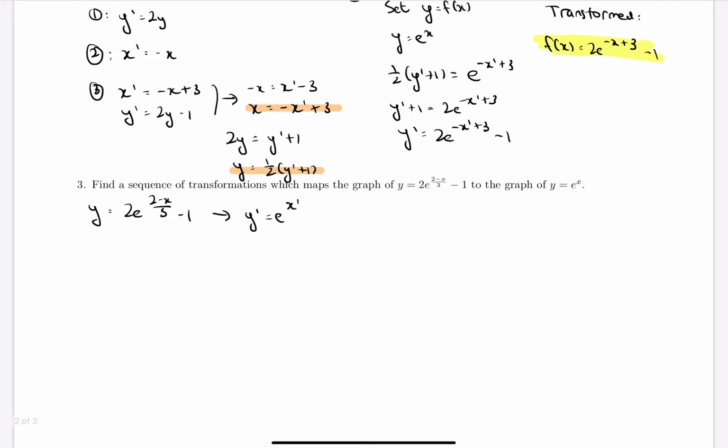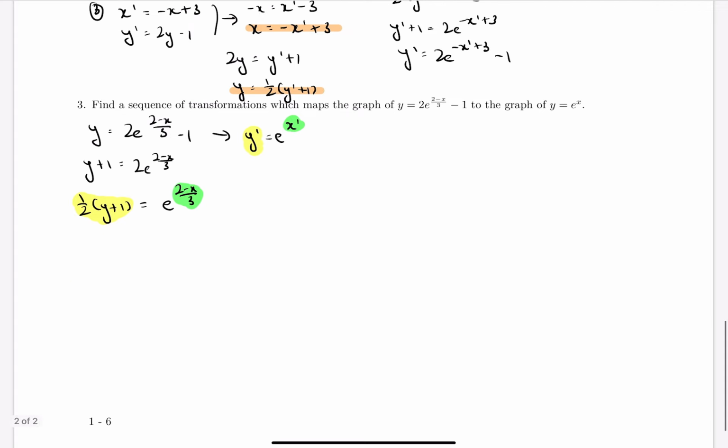Let's add 1 to both sides of the original function. So we get y plus 1 equals 2e to the 2 minus x over 3. And then let's divide by 2. So we get 1/2 of y plus 1 equals e to the 2 minus x over 3. And now what is the benefit of that? Well, all this stuff can be directly compared to all this. And then all this stuff can be directly compared to all this. And this is a really beautiful thing, because we end up with x prime equals 2 minus x on 3. And we end up with y prime equals 1/2 times y plus 1.